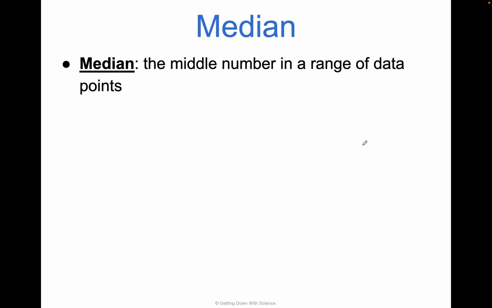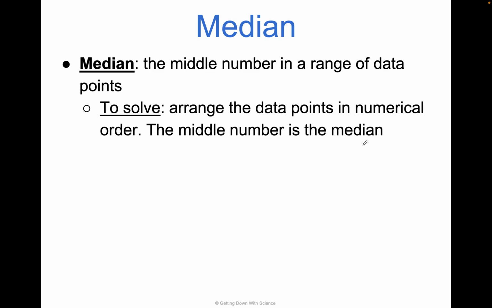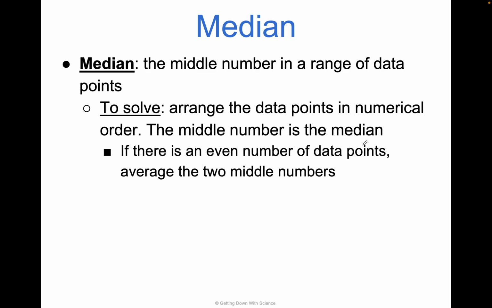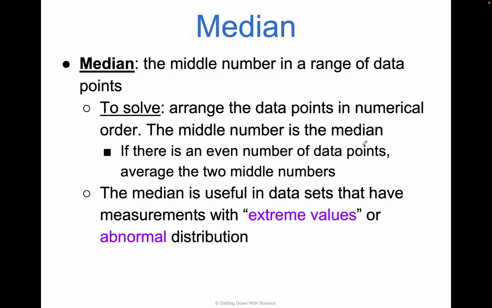Okay, let's talk about medians. Median is the middle number in a range of data points. In order to solve this, first we have to arrange the data points in numerical order, and the middle number in that set is the median. If there is an even number of data points, so if there's no actual true middle, you average the two middle numbers. It's useful in data sets that have measurements with extreme values, right? Or this is considered an abnormal distribution.